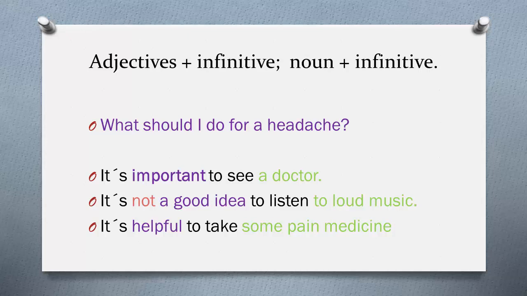The second one says, it's not a good idea to listen to loud music. So we can give a recommendation using the negative not, but it is important to remember the position of the negative not. We are going to use the negative not before our adjective. So in this case, it's not a good idea. The adjective is good, so we use the word not before our adjective.